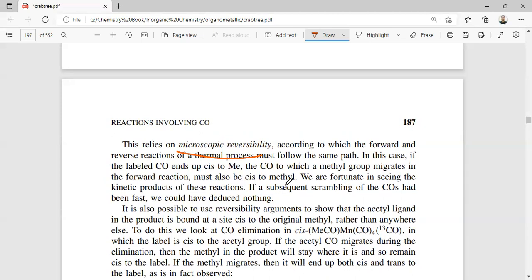So in this 13C labeling reaction, in both the forward and reverse reactions, the CO and Me are in the cis position. In the insertion reaction, the CO and Me are cis, and also in the elimination reaction, the CO eliminated from the acyl group will be cis. That is confirmed by the labeling experiment, so these two reactions truly follow microscopic reversibility.